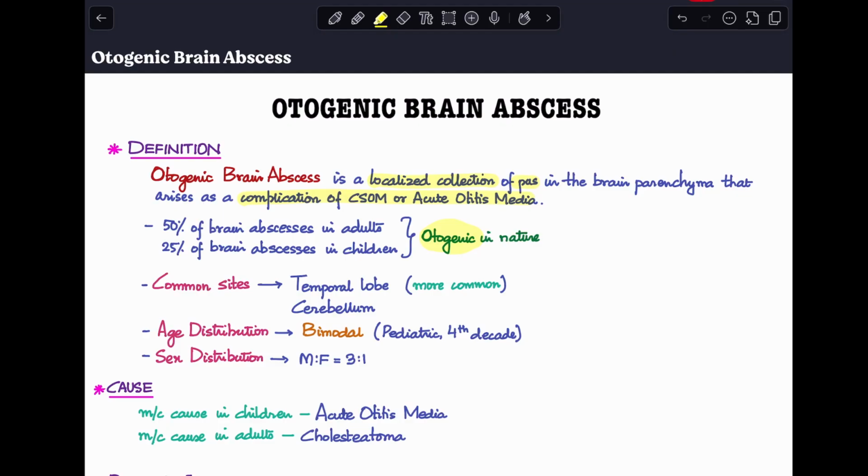This is a very common MCQ question you get in your NEET PG. The most common one is temporal lobe, and second one is cerebellum. So these are the two otogenic brain abscess that you need to know about.